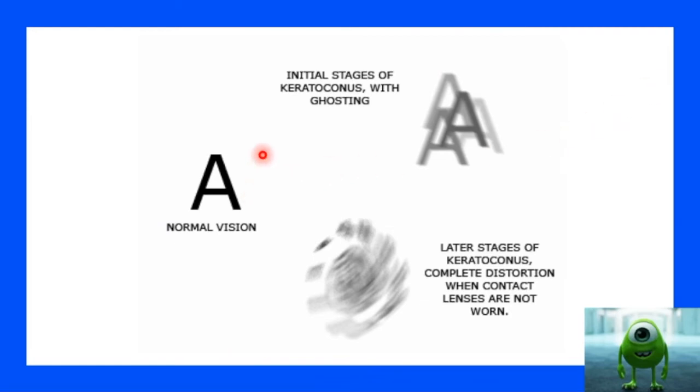So if this is your normal vision, class, your patient with keratoconus would have the initial stages such as this. Okay, there's ghosting, in such a way that there are shadows behind the actual character. And then on the later stages of your keratoconus, there will be complete distortion when the contact lenses are not worn already by the patient. So I actually retrieved this image online.